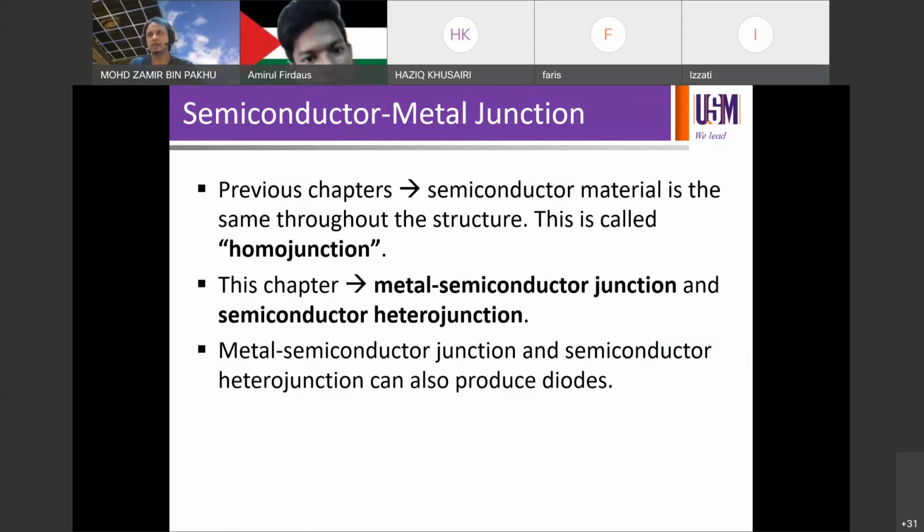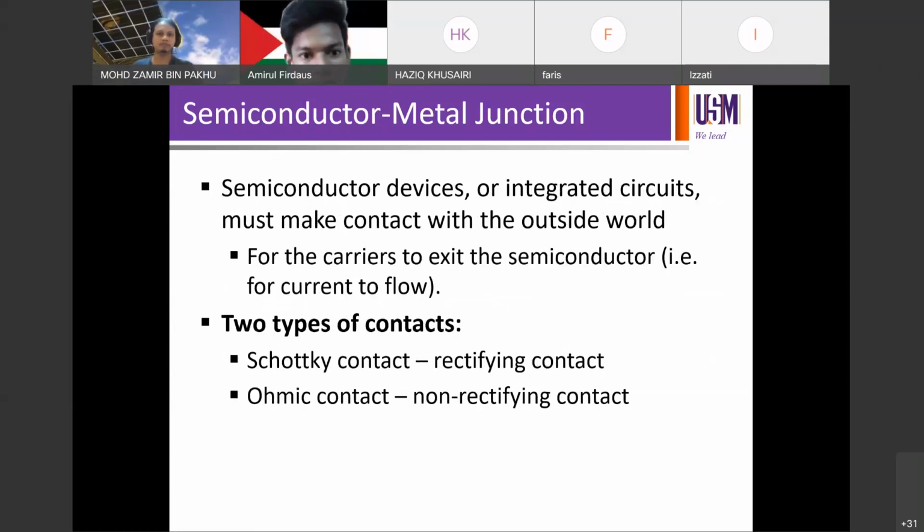What if you put zinc oxide on silicon? What if you put cadmium sulfide on cadmium telluride? What if you put silicon on gallium arsenide? Or you can go indefinitely, right? Various materials on some other different materials. So a semiconductor heterojunction still forms a PN junction, but it is hetero in nature. They are not the same material, not the same band gap, and perhaps not the same crystallinity properties. So metal semiconductor junctions and semiconductor heterojunctions can also produce diodes, PN junctions.